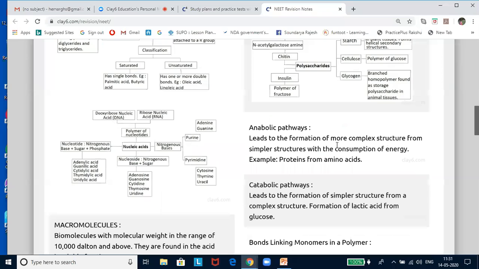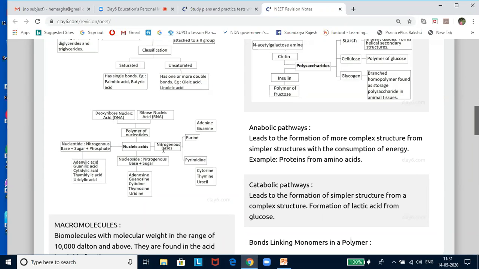Now let us look at the nucleic acids. You know nucleic acids means immediately what flashes to our mind is DNA and RNA. So it is another macromolecule. DNA stands for deoxyribonucleic acid. RNA stands for ribonucleic acid. These are made up of a nitrogenous base, a sugar, and a phosphate.